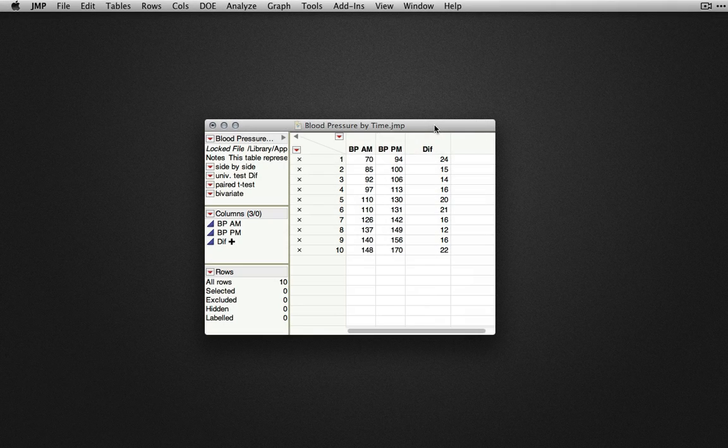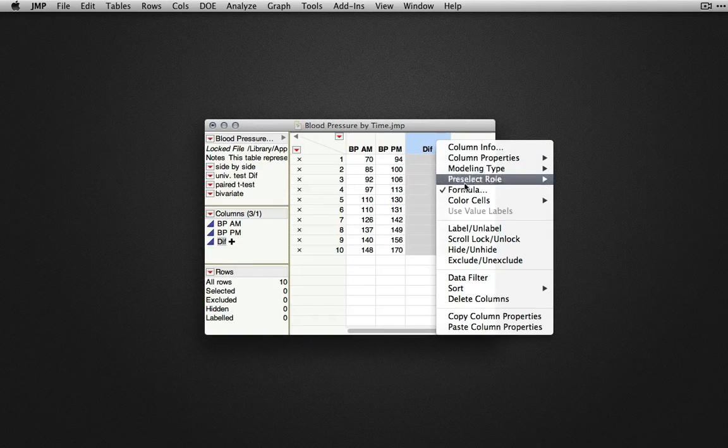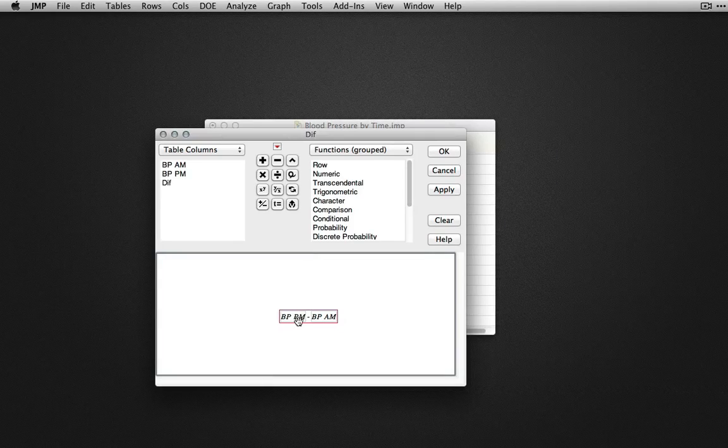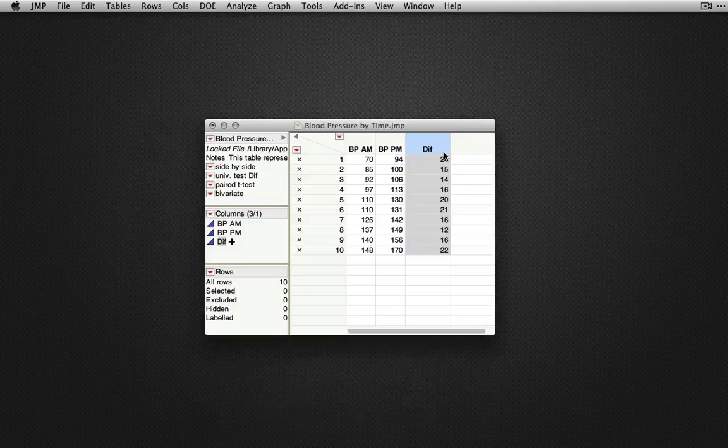In this video, we're going to look at two different methods for performing a paired t-test when we have dependent or correlated data. I'm using the blood pressure by time dataset available in the sample data directory. In this dataset, we have blood pressure measurements for 10 individuals measured twice during the day, once in the morning and once in the evening. We also have a difference score column, which uses the formula blood pressure PM minus blood pressure AM.